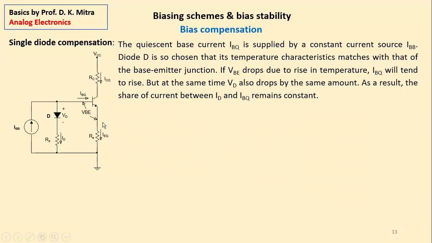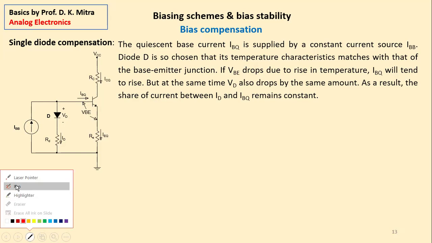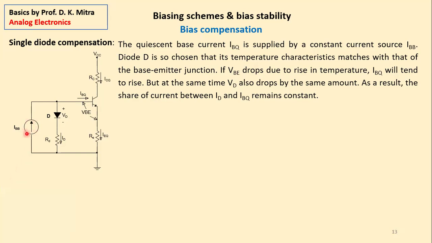The circuit is like this. Here the quiescent base current is supplied by a current source, IBB. Now, mind it, current source is not very commonly available. But anyway, this design is based on the current source IBB, and a diode is connected here through a resistor. This current flows here. A quiescent base current IBQ is supplied by a constant current source IBB.